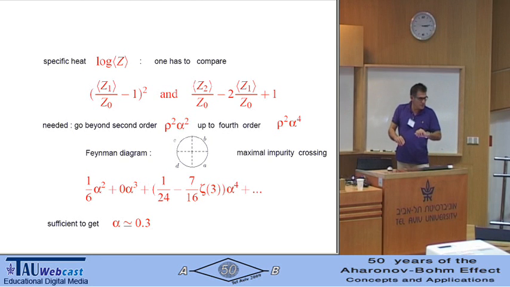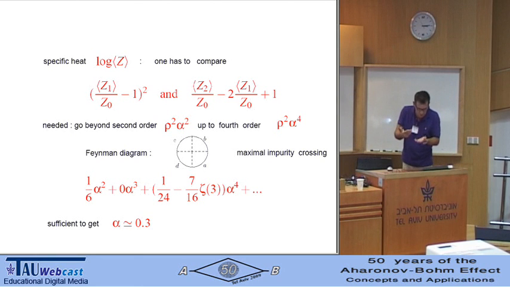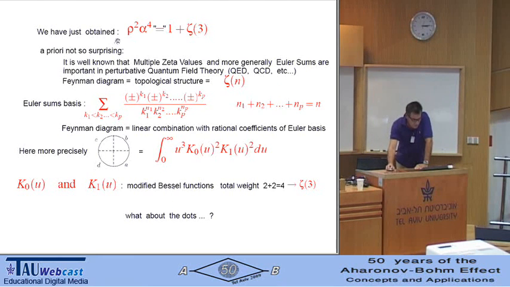Now, in the last 5 minutes, I would like to spend 5 minutes to tell you what we have done more recently, and which might be interesting now in the context of number theory. So we are leaving the quantum Hall effect, and now we are going to number theory. So what we have just obtained, as I said, is rho square alpha 4 equal, I put here quotation marks, 1 plus zeta of 3. That's what we obtained, right? This one was a fraction. In front of zeta of 3, there was also a fraction, a rational number. But basically, rho square alpha 4 is a linear combination of 1 and zeta of 3.